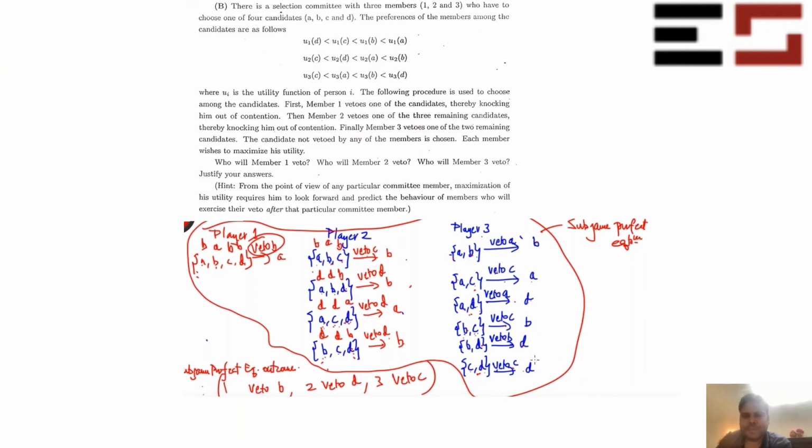Okay, and what are the subgame perfect equilibrium payoffs? The subgame perfect equilibrium payoffs are U1(A), U2(A), and U3(A), because A is the outcome, that is, A is the final candidate who is not vetoed. Okay, so this is the equilibrium payoff.